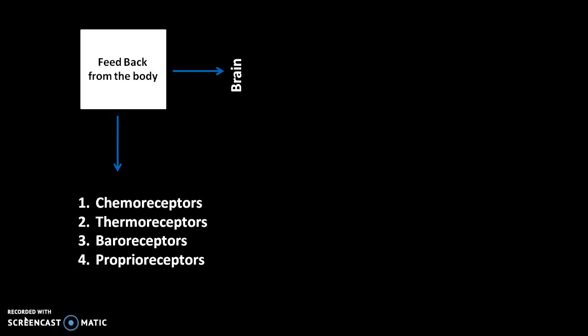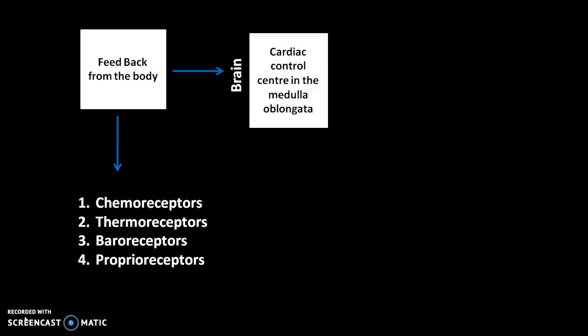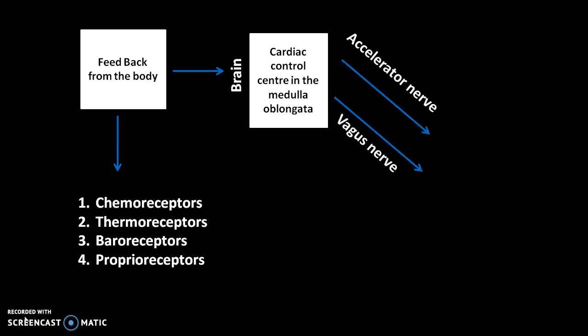Once the impulse has reached the brain with the information, it goes to the cardiac control center, which is located in the medulla oblongata. This is where unconscious thoughts and decisions are made. There are two main nerves, depending on whether the body wants to excite or inhibit our heart rate. These nerves are what control the decision.